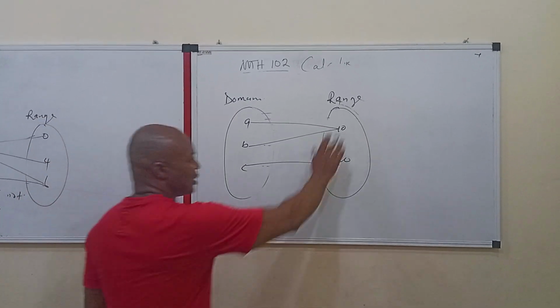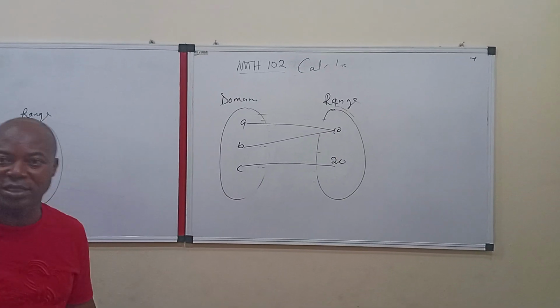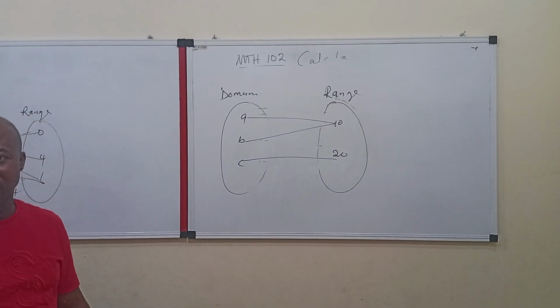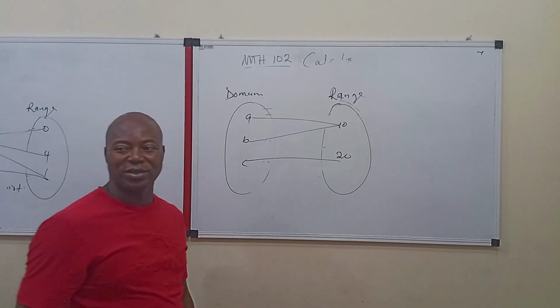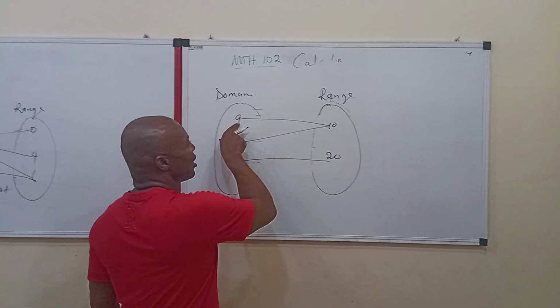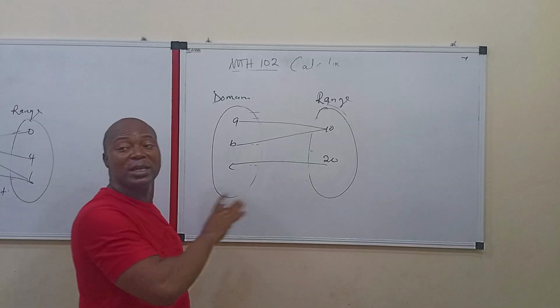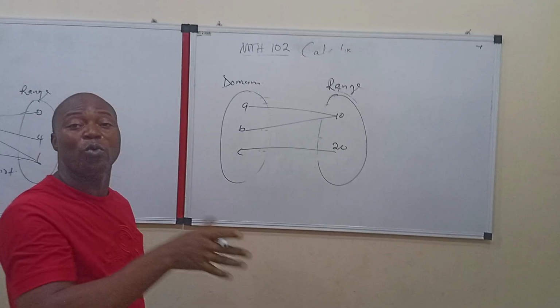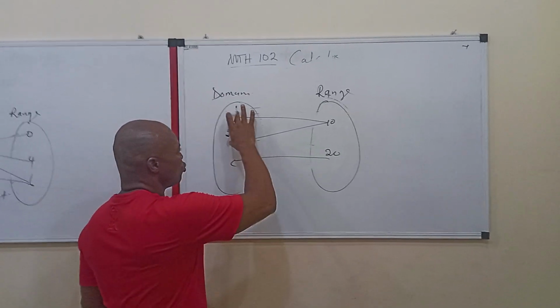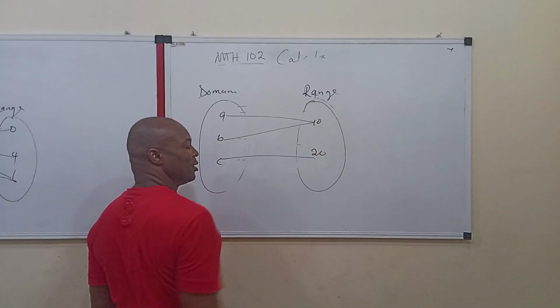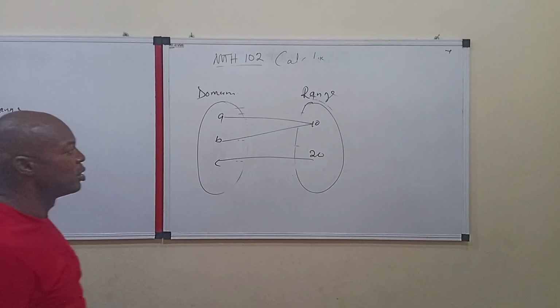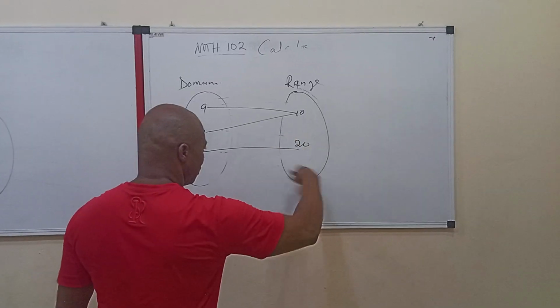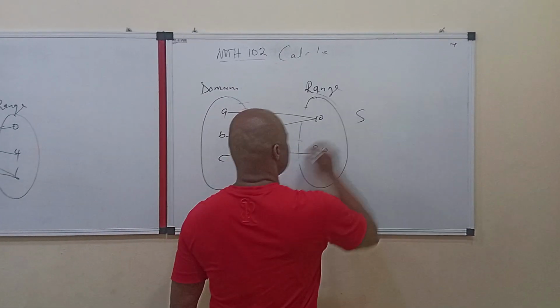Now, if it's a function, what type of function is this? Is it injective or surjective? This one is surjective. For it to be injective, everyone will have their own unique image, mapping in a one-to-one correspondence. But in this one, 2 elements from the domain are having one range value. So you say this one is surjective. It's a function.